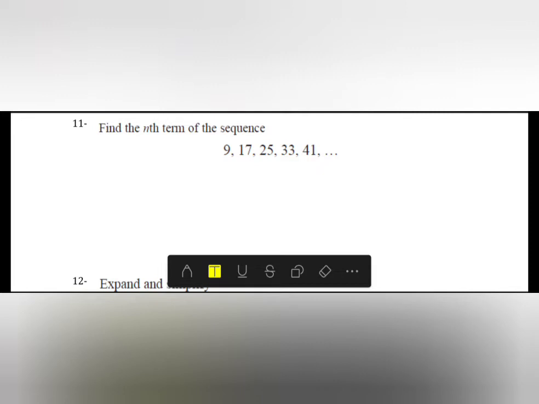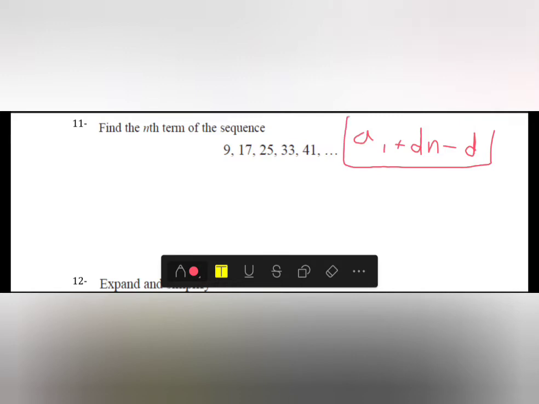As we said before, to find the nth term of an arithmetic sequence, we have to use the rule that we talked about, which says A1 plus dn minus d. This formula, or this rule, we have to memorize it because we're going to use it. Now, A1 is what? Very good. A1 is the first term, which is 9. And then, how do we find d?